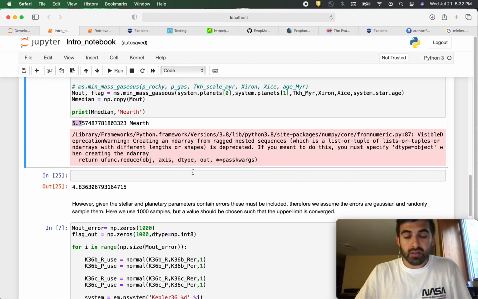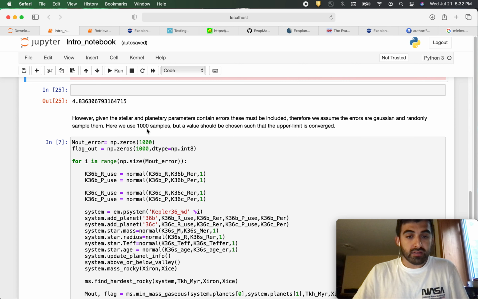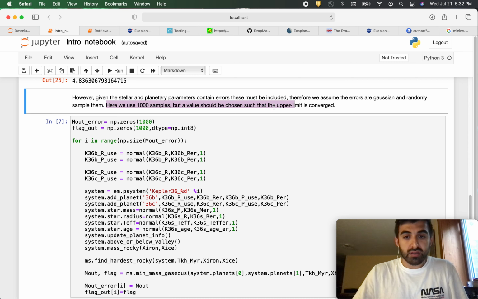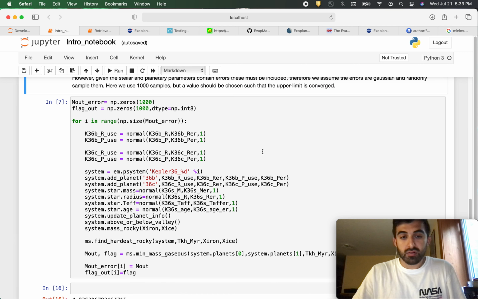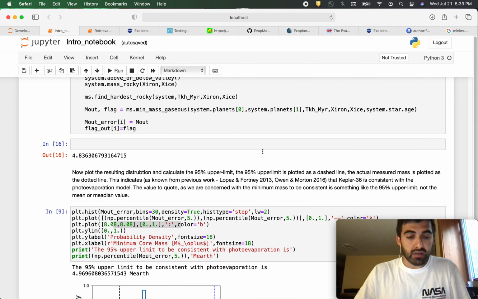But one calculation is never enough, especially not in science. So we're going to redo it 1,000 times. We're going to run 1,000 samples. One big important part here: we used 1,000 samples, but a value should be chosen such that the upper limit is converged, and that is up to you when you start doing this with your own star systems. So we ran 1,000 times.